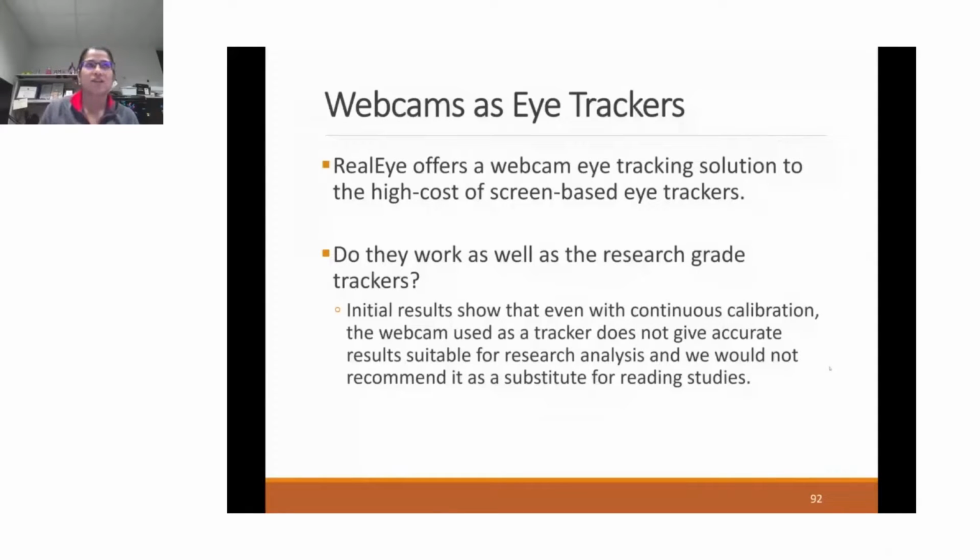In fact, we did it just with 5, it was a pilot study. We haven't published this yet, but we eventually will collect more data to publish this work. It is not nearly as close to the trackers that we have that are actually built for reading.